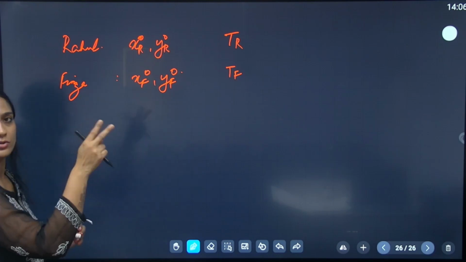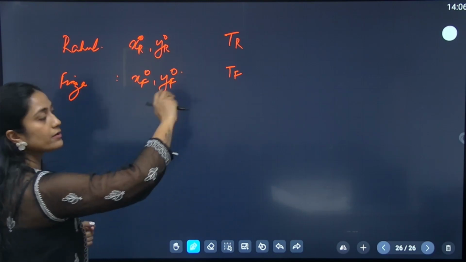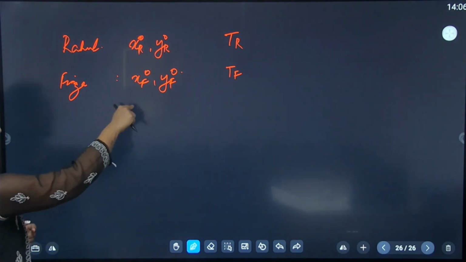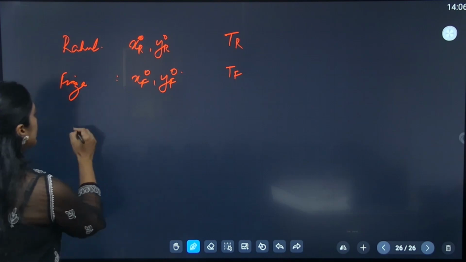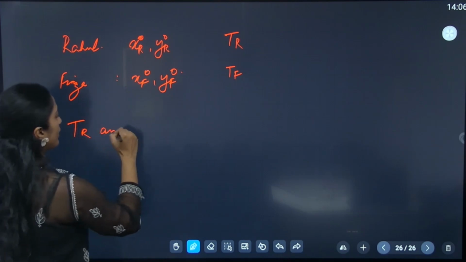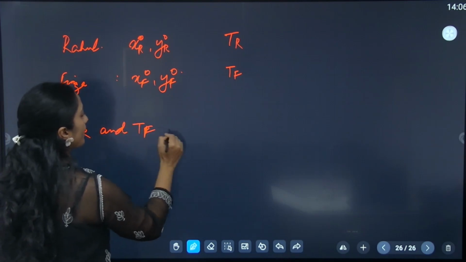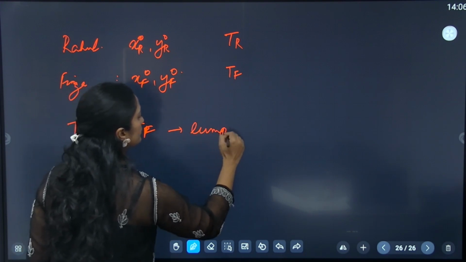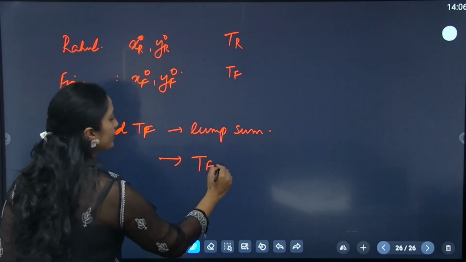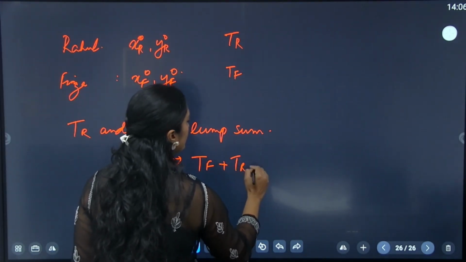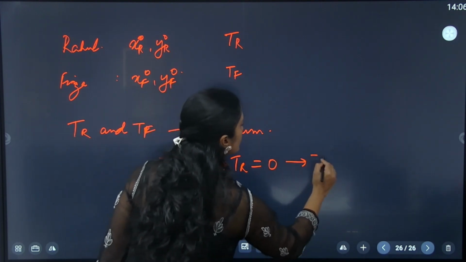There are two conditions on this. First, that it is lump sum. It is not a function of any of XF or XR or YF or YR. Okay? So TR and TF are lump sum. And secondly, TF plus TR is equal to 0. This is called zero sum.